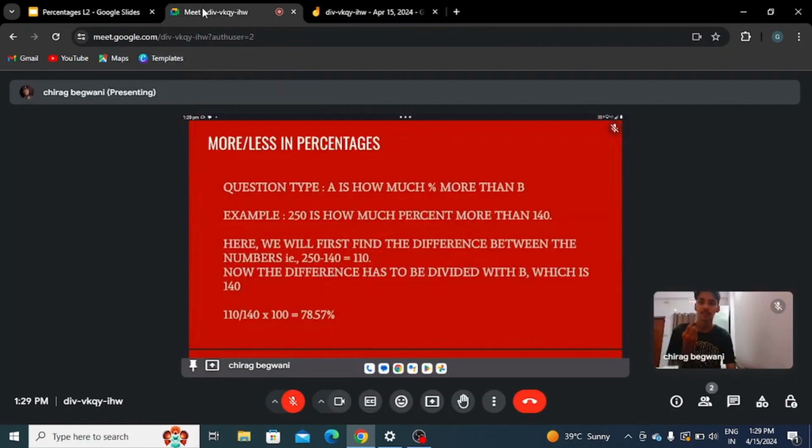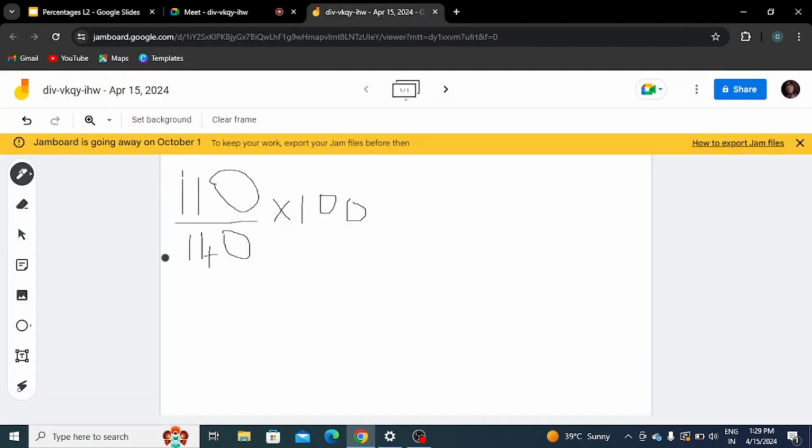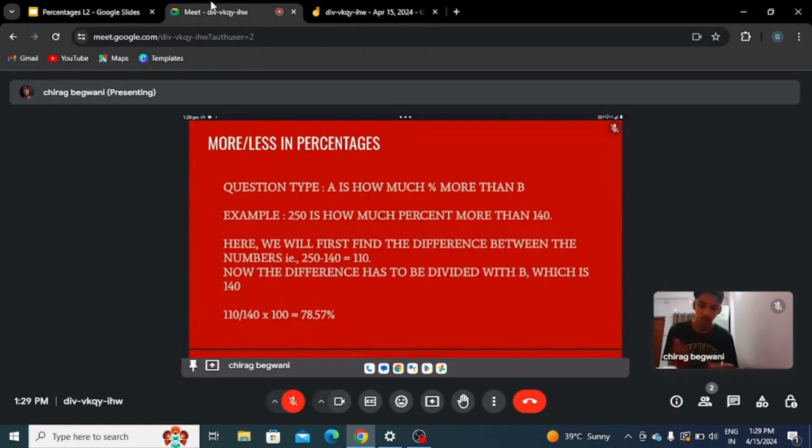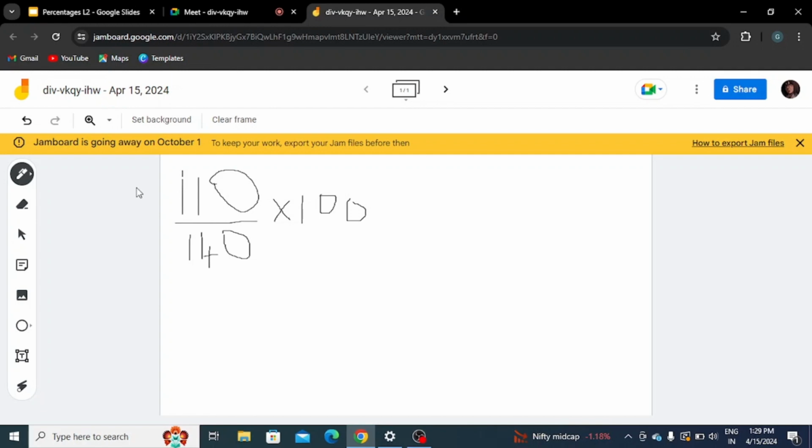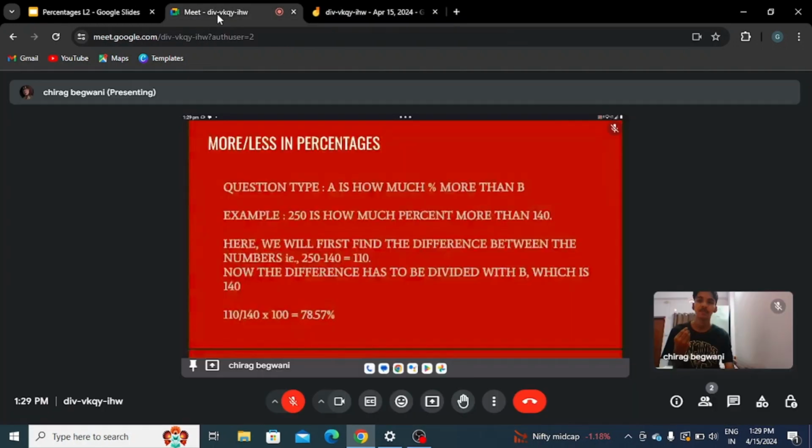Many times during my solving, I only found out the fraction one. If you are not multiplying with 100, you get a decimal, 0.78 and so on. If you feel you don't want to multiply by 100, and you just simplify the fraction, you will be good, because multiplying by 100 is very simple. You're just moving the decimal point to the right. So if you're able to simplify the fraction, even that is enough. You need not multiply by 100.